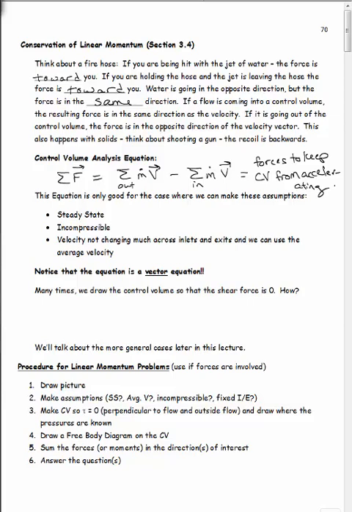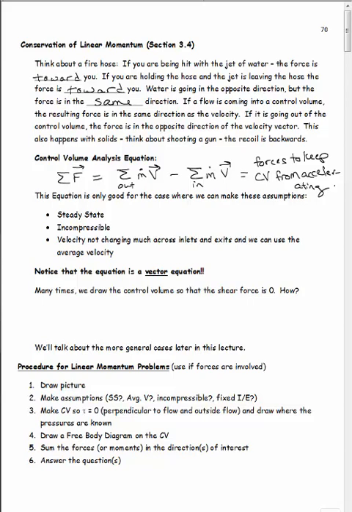Okay, so if you did have an accelerating control volume, what you would do is take those velocity forces and put them on the same side as your sum of the forces, and then you set that whole thing equal to mass times acceleration of your control volume. So we're going to start with non-accelerating control volumes though.